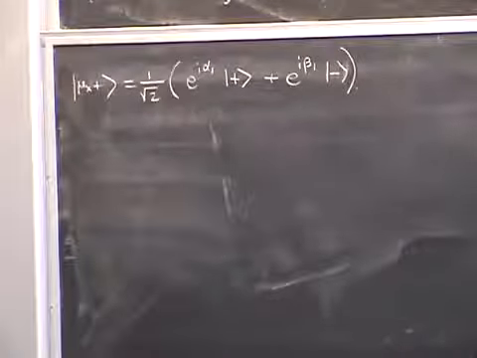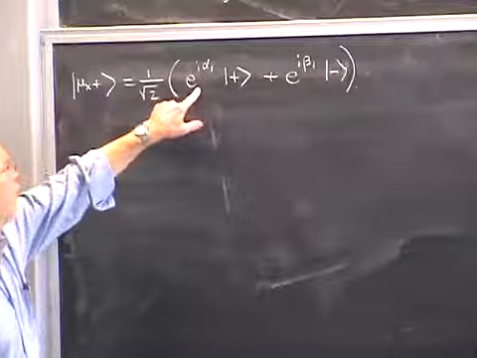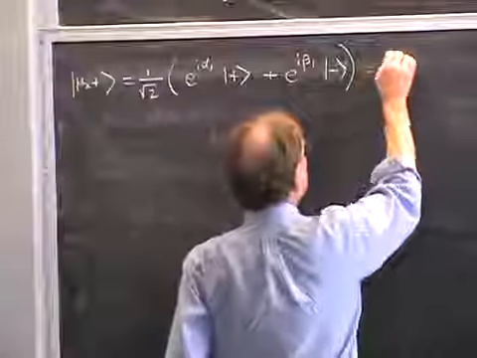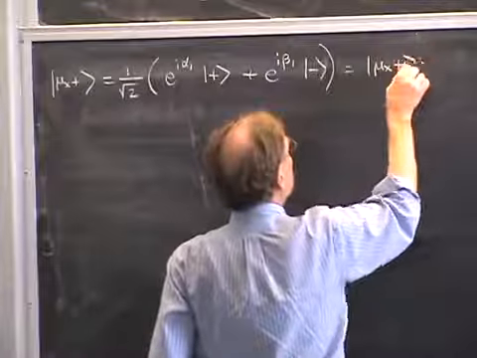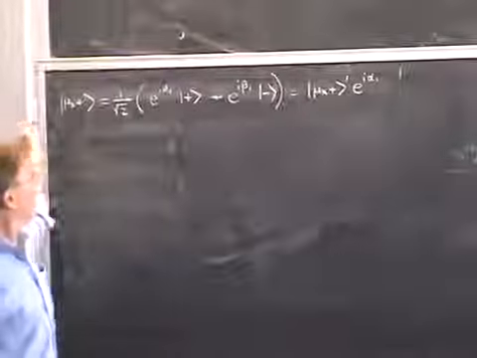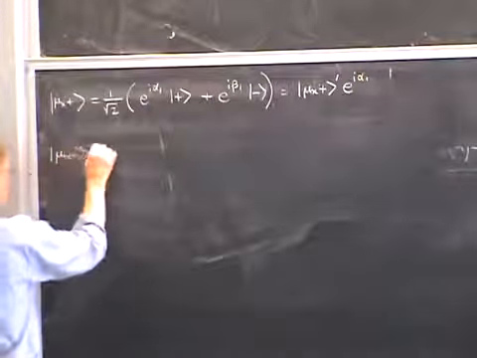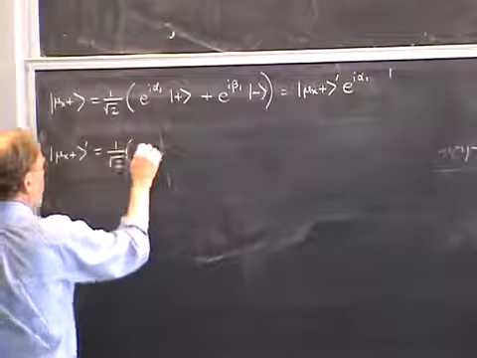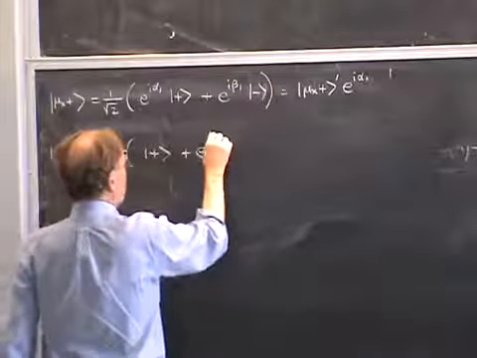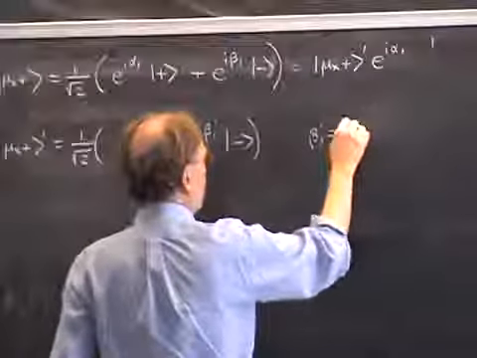Now, allow me to, in effect, absorb this arbitrary phase into the phase convention of mu x plus. I'll do this by writing this as mu x plus prime times e to the i alpha 1. And then we'll multiply both sides by e to the minus i alpha 1. What we get then is that mu x plus prime is 1 over the square root of 2 times plus, plus e to the i beta 1 prime minus, where beta 1 prime is equal to beta 1 minus alpha 1.